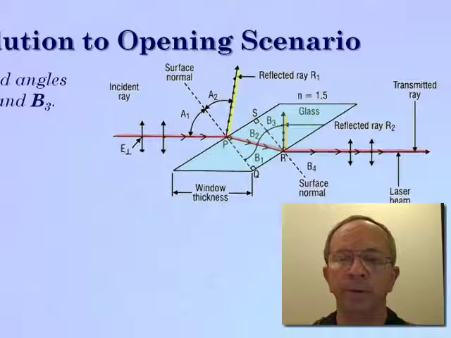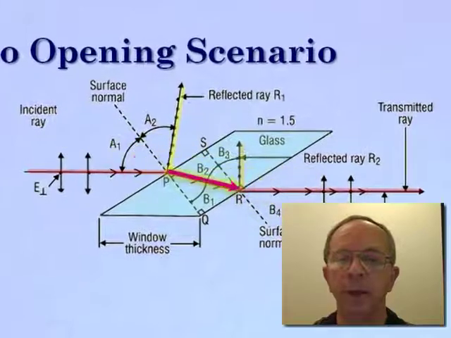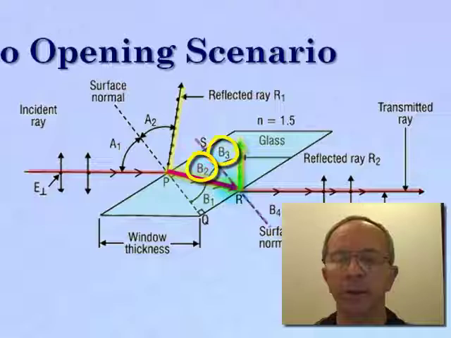Next part asks you to find the angles B2 and B3. B2 and B3 are the angle of incidence on that second interface, and B3 is the angle of reflection from that. And you notice they're both with reference to a new surface normal that we're looking at now. Not the old one, but this new one.